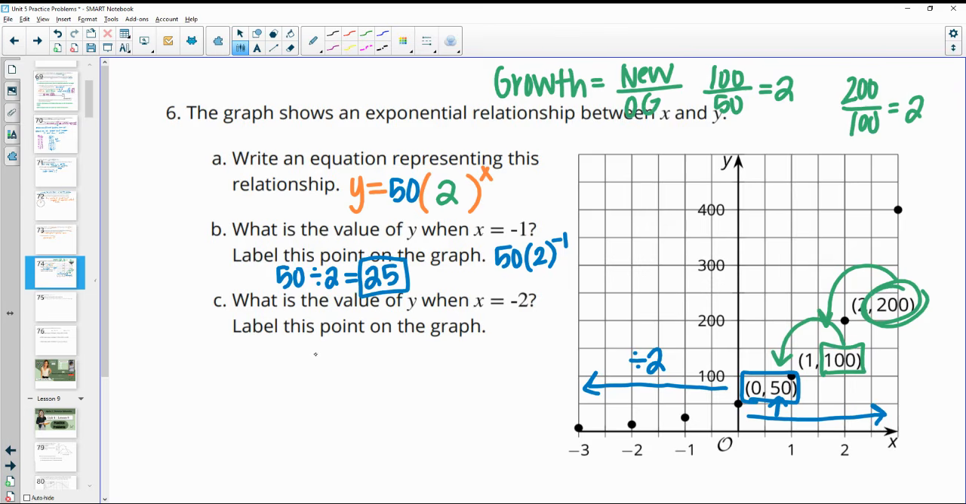So then when we do -2, now we would be dividing by 2 again. So then this one is going to be 25 divided by 2, which is 12.5. Or again, 50 times 2 to the -2, which would also give you 12.5.